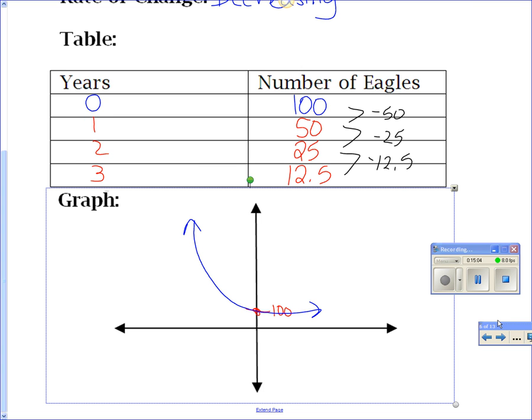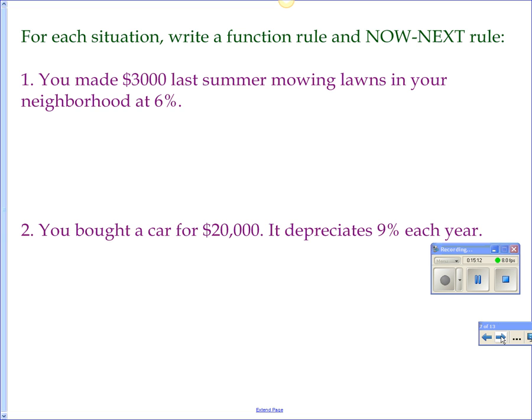Okay, we're going to do more with this today and tomorrow. I just wanted to give you an overview before we went into smaller stuff. Okay, so now we're going back to this other handout. We're going to knock it out real quick. For each situation, write a function rule and a now next rule. By a function rule, it means a y equals. So on number 1, we're going to make a y equals.